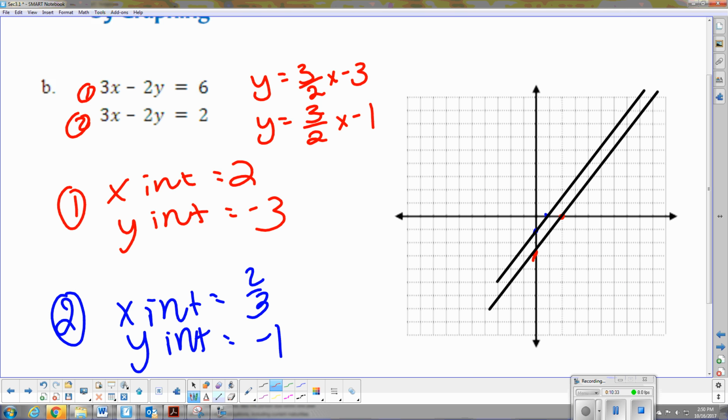Okay, so here you have the same slope. Your slope is 3 halves for both of them, but your equation is not the same. So these two lines are parallel, but they're not the same, because the b is not the same, but the slope is the same. So here you have no solutions.